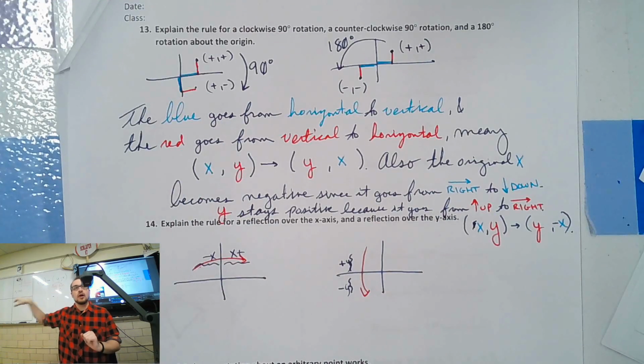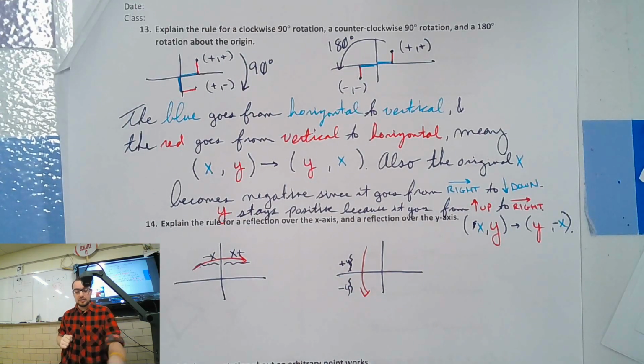See how the blue part is going to the right? And now it's going down? Well, right means positive, down means minus, right? So it switched signs. Whereas the red part was pointing up, positive, and now it's pointing to the right, still positive. So it doesn't change signs. That's for a 90-degree clockwise rotation.